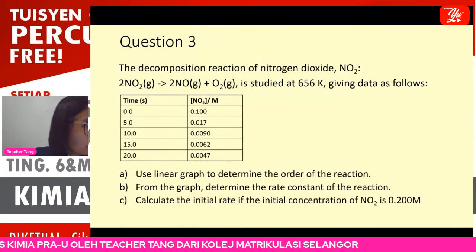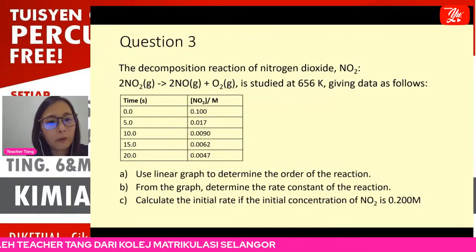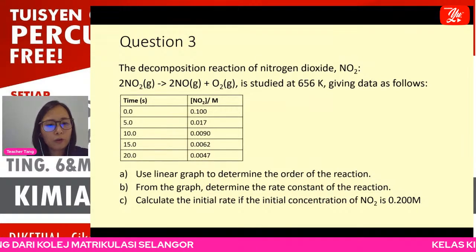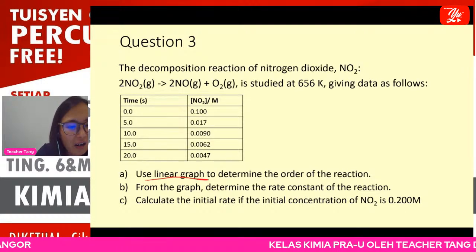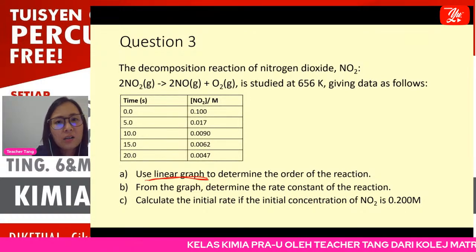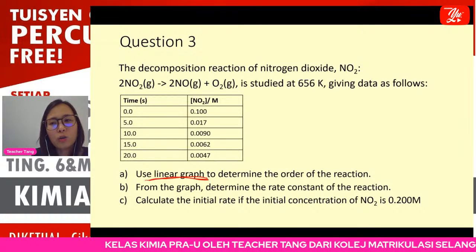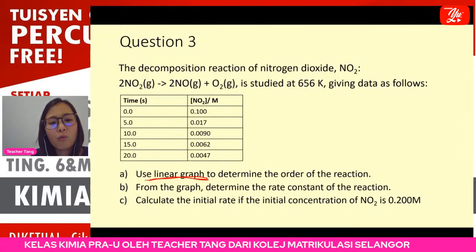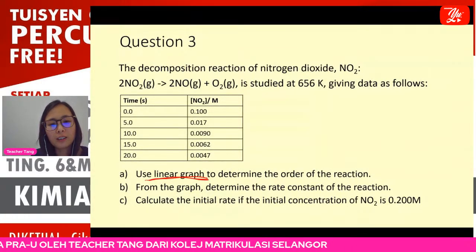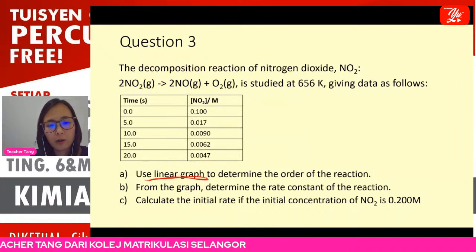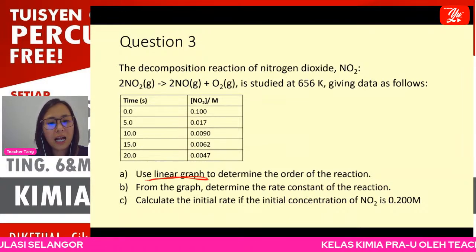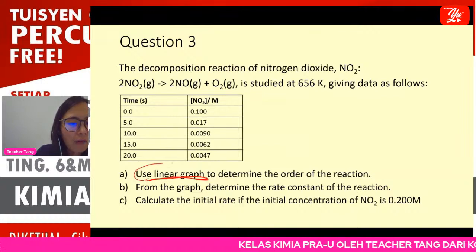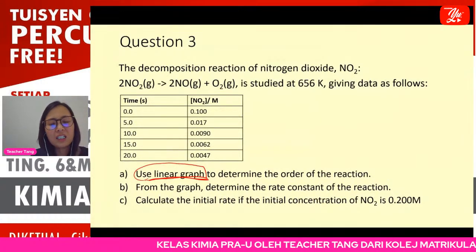Now we move on to look at the last question, question number 3. For question number 3, the question asks us to use linear graph. Remember, linear graph means that we need to use the integrated rate law equation, because the integrated rate law equation will give us the linear graph.